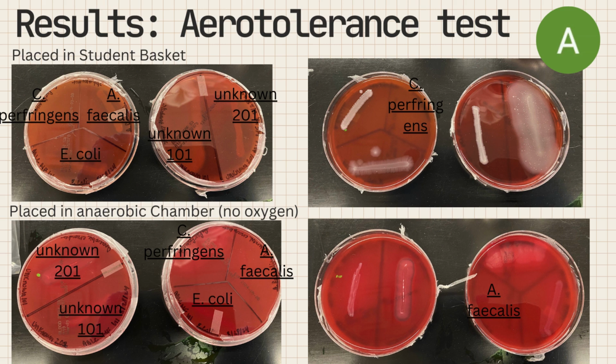When another set of those two plates were placed in an anaerobic chamber, it was noted how A. faecalis did not do well in an environment without oxygen. Additionally, C. perfringens, E. coli, and the unknown bacterial samples did thrive. However, the bacterial growth was slow and not as prominent when compared to the results on top.